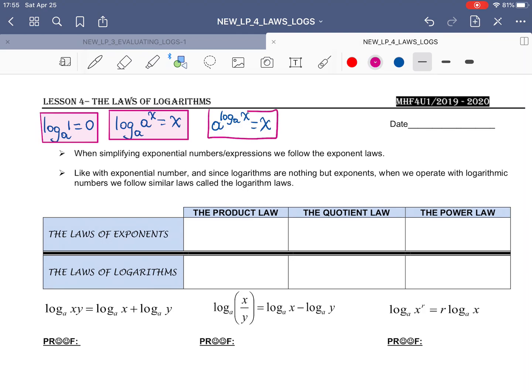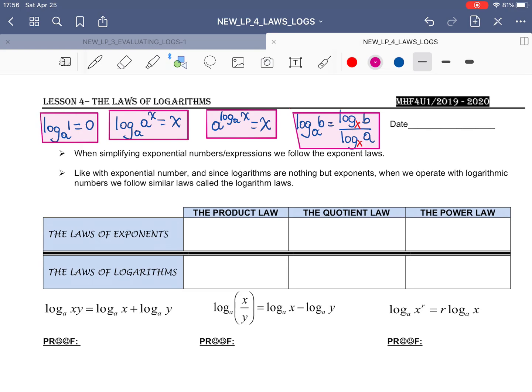We also looked at the change of the base formula, which is a must-memorize formula, which states that the log with base a of number b can be changed to log b divided by log a, providing that these 2 logs will have the same base. So today we're looking at the laws of logarithms.